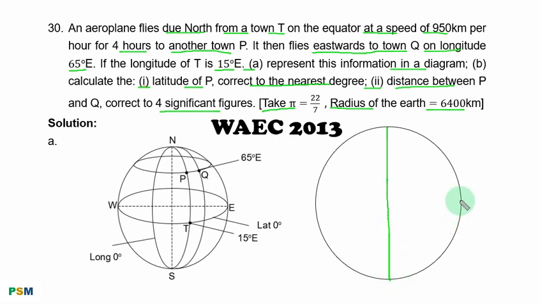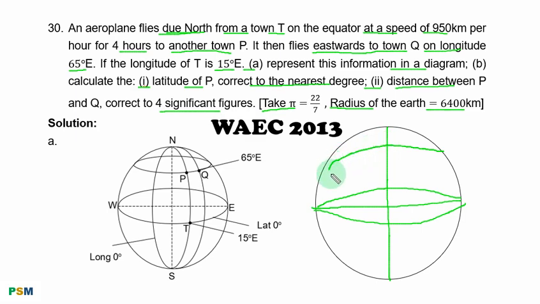north, south, east, west. You draw the equator, latitude 0 degrees, through the center of the earth. If you watch again, the aeroplane flies due north. So we have another latitude unknown up the equator in this form. Then we have the two longitudes, 65 degrees and 15 degrees. They are on the east.